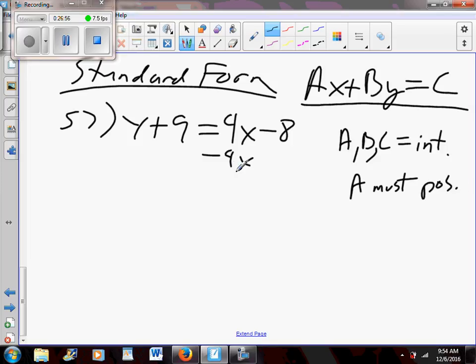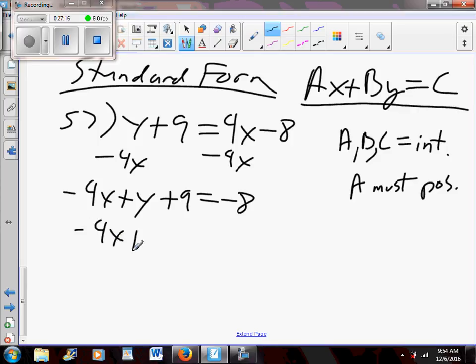So let's subtract 4x from both sides. So I'm going to go through the process. Yeah, that's a 4. Okay, negative 4x plus y plus 9 equals a negative 8. Now let's get the 9. Subtract 9 from both sides, right? Negative 4x plus y equals negative 8 minus, what's a negative 8 minus 9? Negative 1. I mean, positive. Oh, positive, negative. Positive, negative.